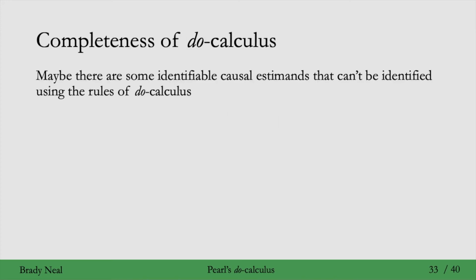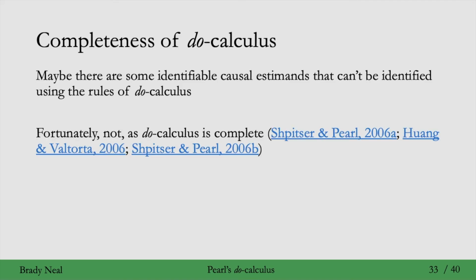So that's all great, but recall that we started this section noting that the backdoor adjustment and the frontdoor adjustment were ways to identify causal effects, but the backdoor criterion and the frontdoor criterion are not necessary criteria, right? So even though they give us identifiability, if they're not satisfied, that doesn't mean that we don't have identifiability. And maybe it's the same with the rules of do-calculus. Maybe there are some causal estimands that are identifiable, but that we can't identify using the rules of do-calculus. Well, it turns out that that's not the case.